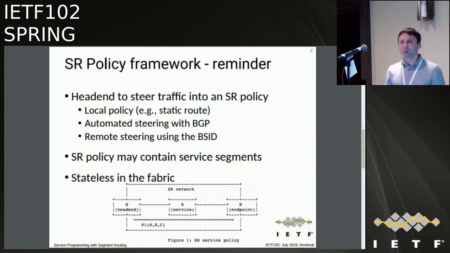And we believe that for some use cases, it is useful to have these service segments integrated directly into the SR policy, and to use a single protocol for the service part and for the traffic engineering or VPN part. It is also completely stateless in the fabric. All the state, as in any segment routing proposal, is located at the headend.